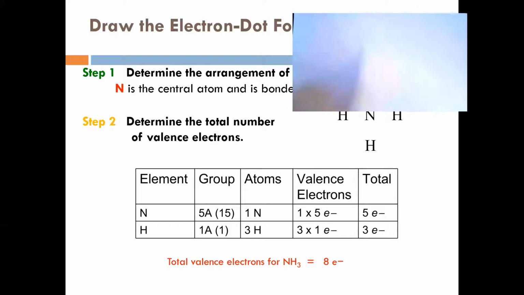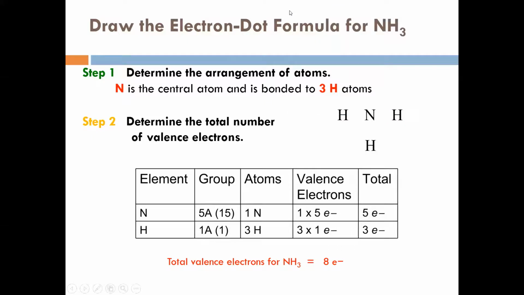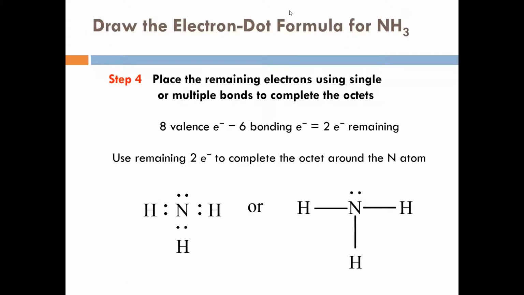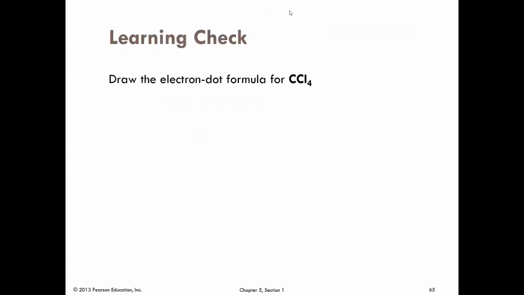So we're going to move on. I'll try to shrink this a little more. Hopefully it hides it. So again, like we said, we're going to attach each bonded pair with a central atom with a pair of electrons. And then we bond the 2 and we put the 2 remaining, making sure everything has a complete octet. So now let's try CCl4.